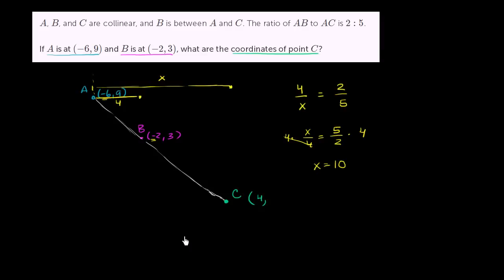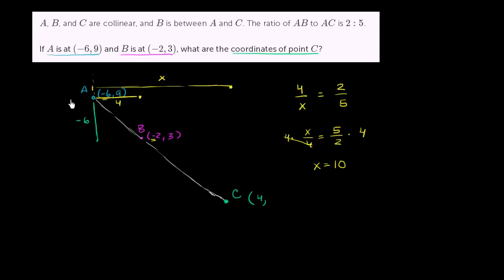Now we just have to do the same thing for the y. What is the change in y going from A to B? Here we go from 9 to 3. We've gone down 6. Another way you could say it is 3 minus 9 is negative 6. To find the change, you take the end point and subtract from that the starting point. Or you could just look at it. We've gone down 6, so we can write negative 6 here.